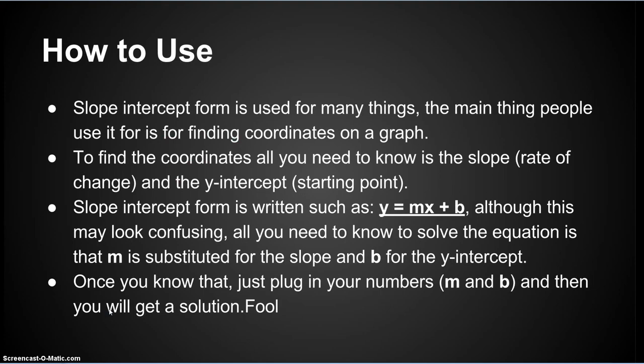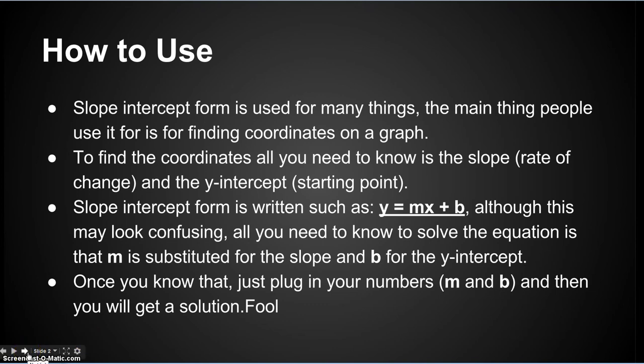Okay, so Slope-Intercept Form is used for many things. A lot of people use it to find points on graphs. It's pretty easy to use. You just set it up as a formula. Y equals mx plus b, where m is the slope and b is the y-intercept. Once you know that, you just plug your numbers in and you can find the slope.